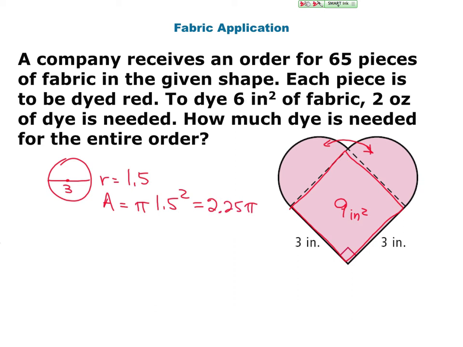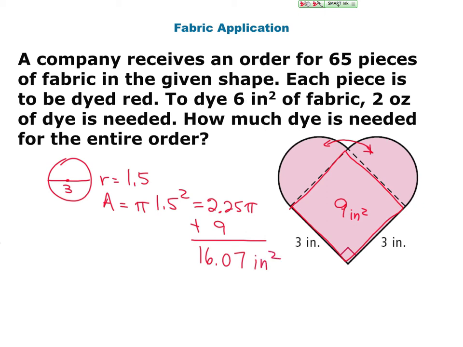Okay, so we have to take that and add 9 onto it. And then give me a decimal. What's 2.25 pi plus 9? Oh, you want 16.07. 16.07 would be more accurate than just 0.1 rounded. Okay, so what did we just find? You found the area of one of those hearts.